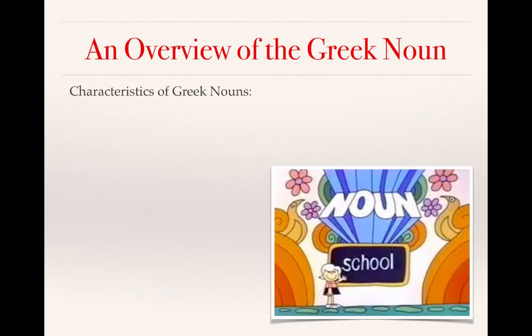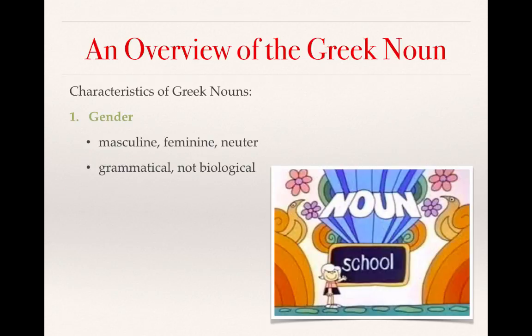Let's provide some characteristics of the Greek noun. Each Greek noun has three important things. First, it has gender. The gender may be masculine, feminine, or neuter. And it's important to point out that gender refers in most cases to a grammatical category, not a biological category. And if you've studied another language like Spanish or French, you would be familiar with nouns or pronouns having gender as they do in Greek.